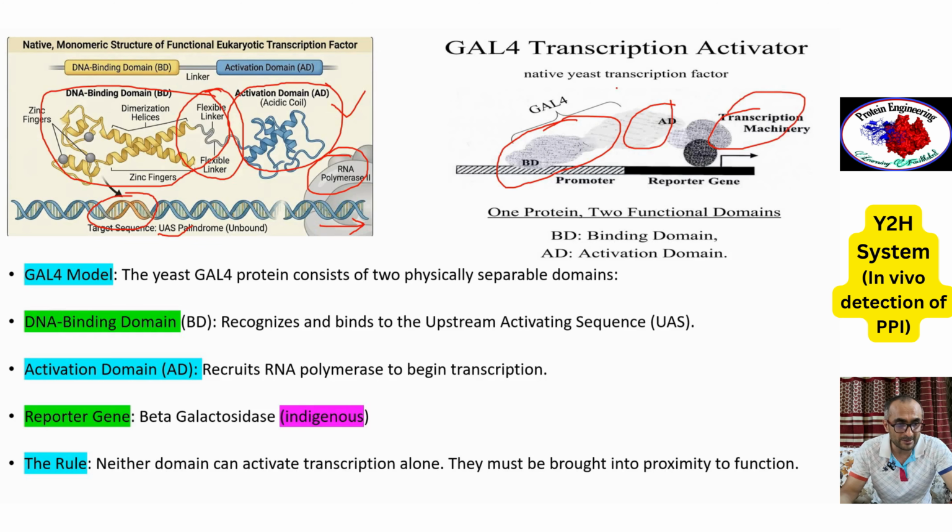The important point here is that in GAL4, these two AD and BD domains can be separated, and after removal they can still perform their function. Then on the 3' side, you have a reporter gene whose expression can be checked by providing a colorless substrate, which can be converted into a colored product.